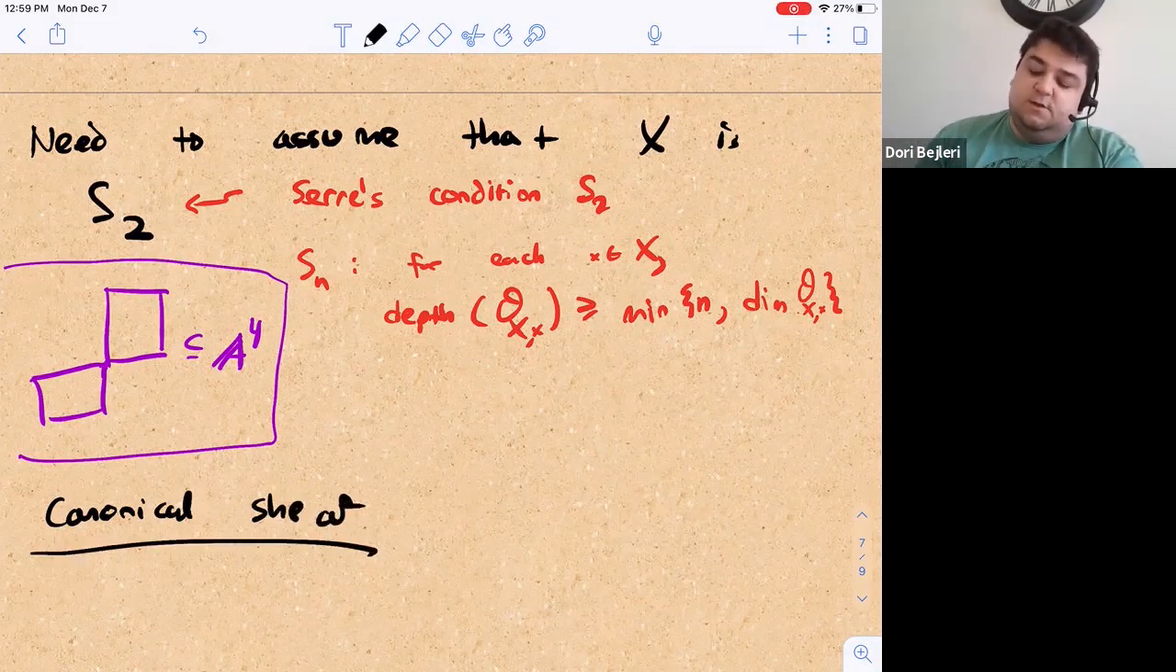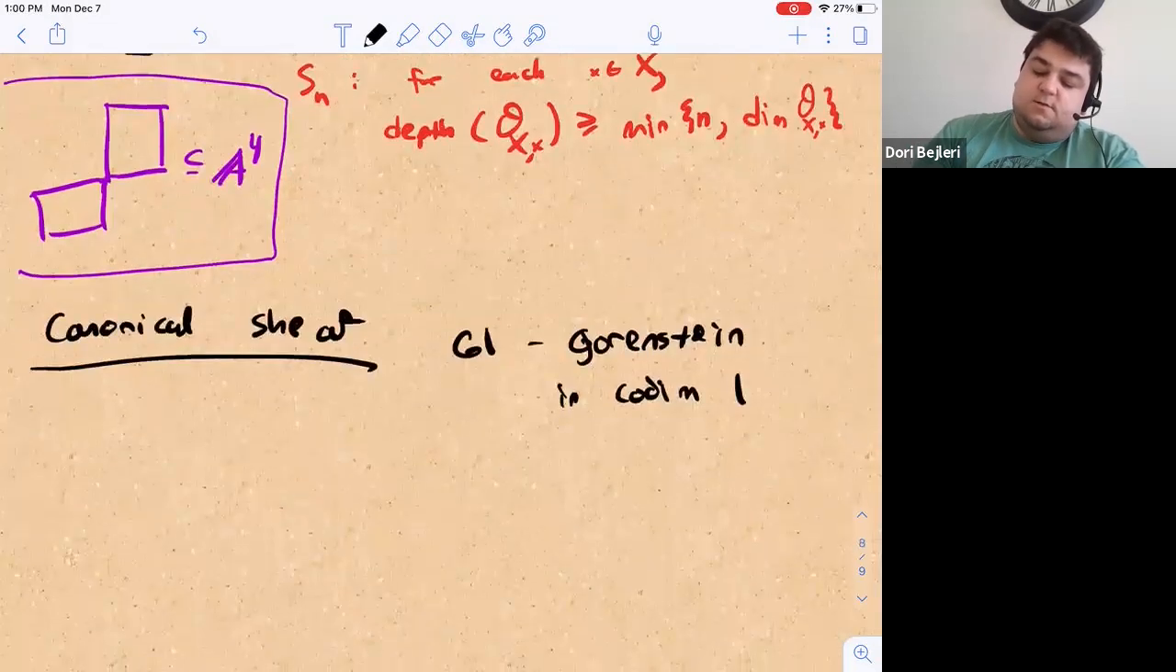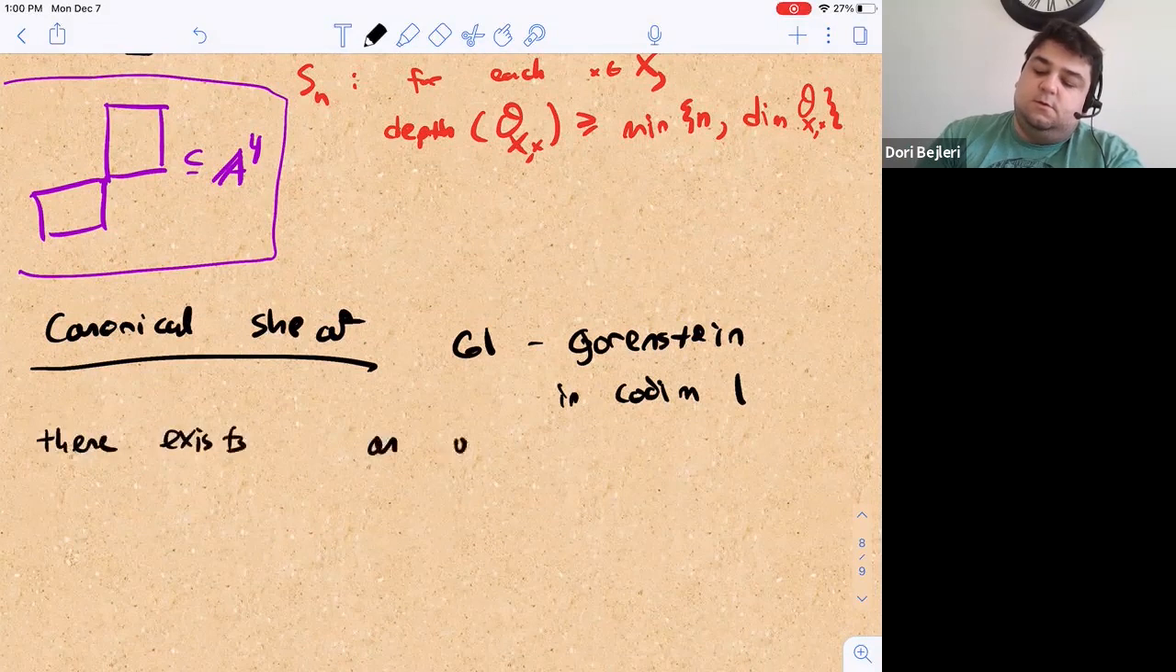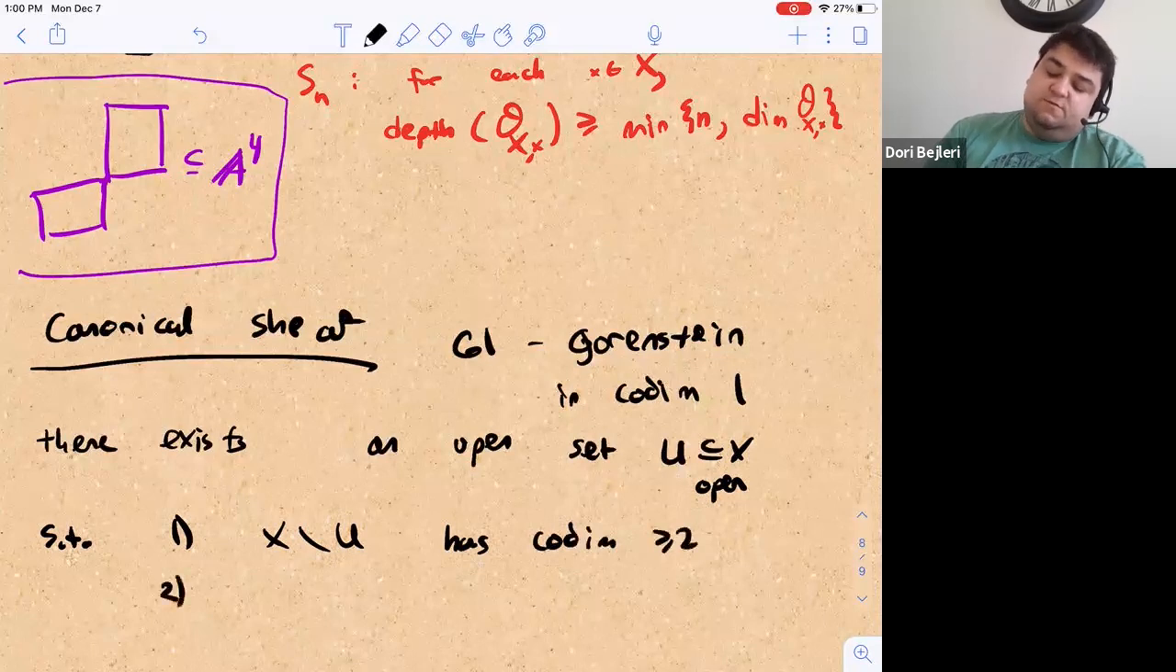And so we need the condition, what's usually called G1, which is Gorenstein in codimension 1, which means that there exists an open set U in X such that the complement has codimension at least 2, and such that U is Gorenstein, so it has a canonical line bundle.